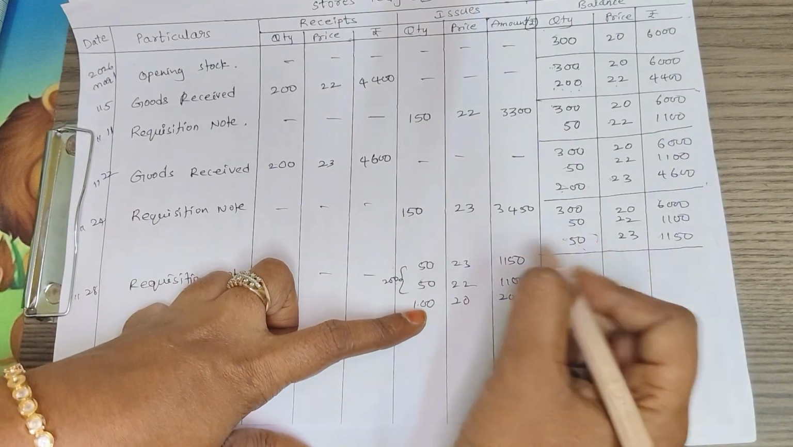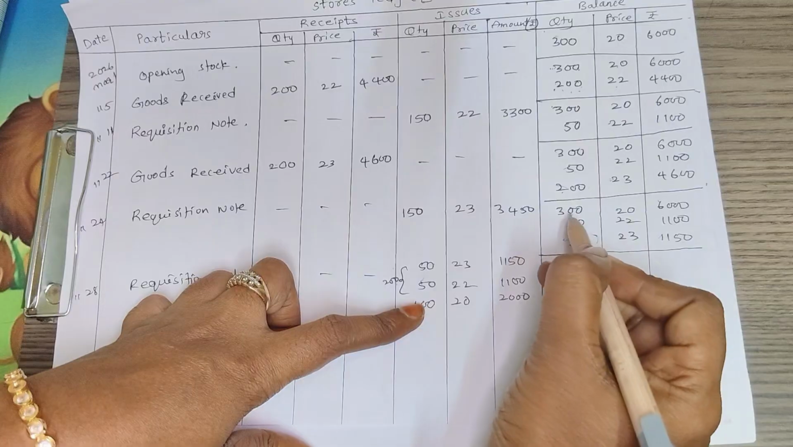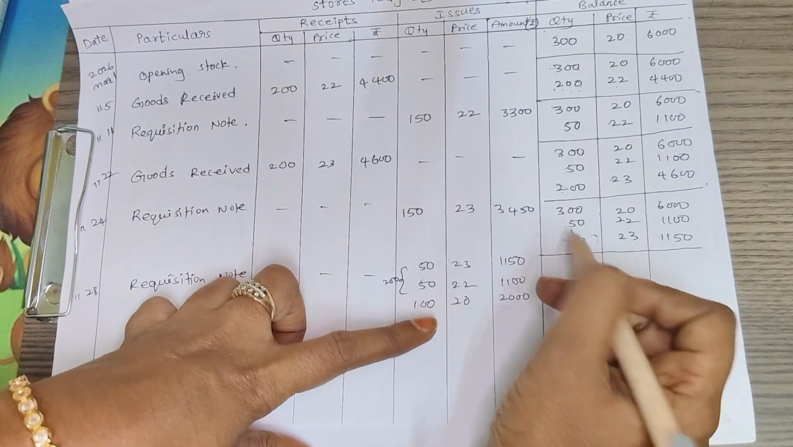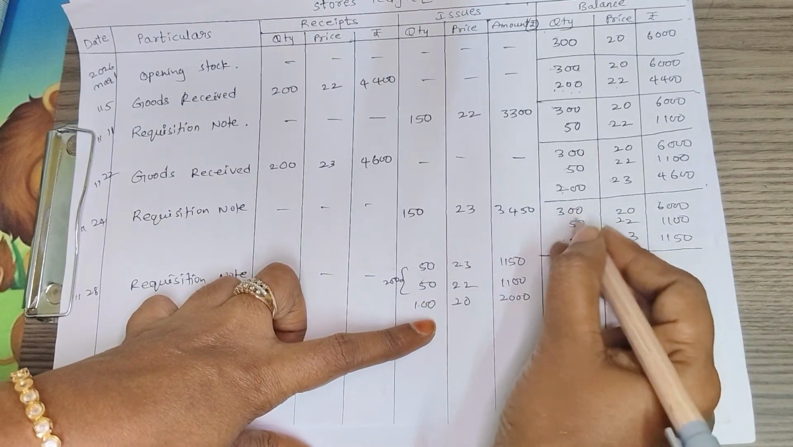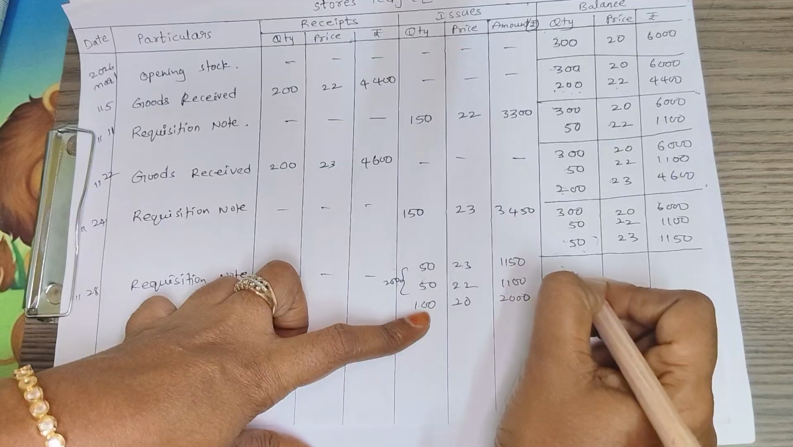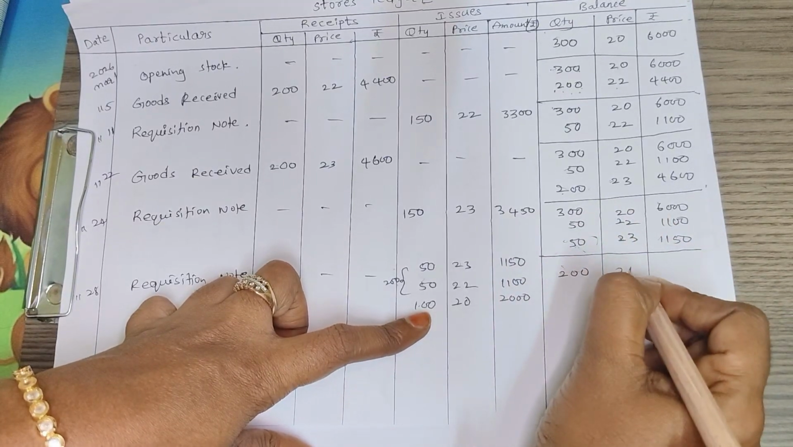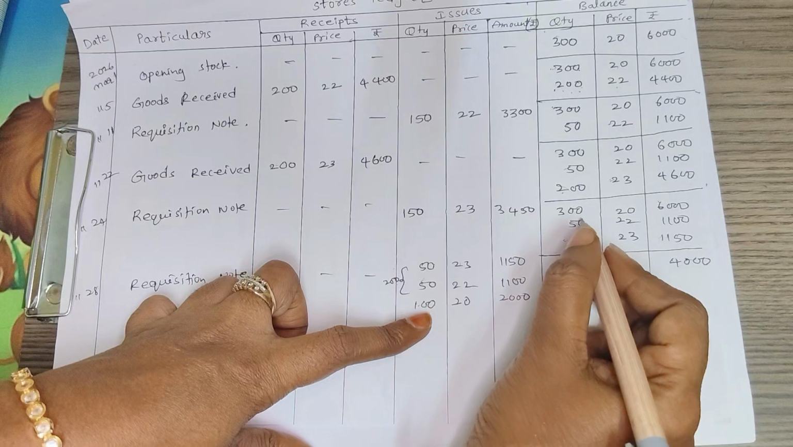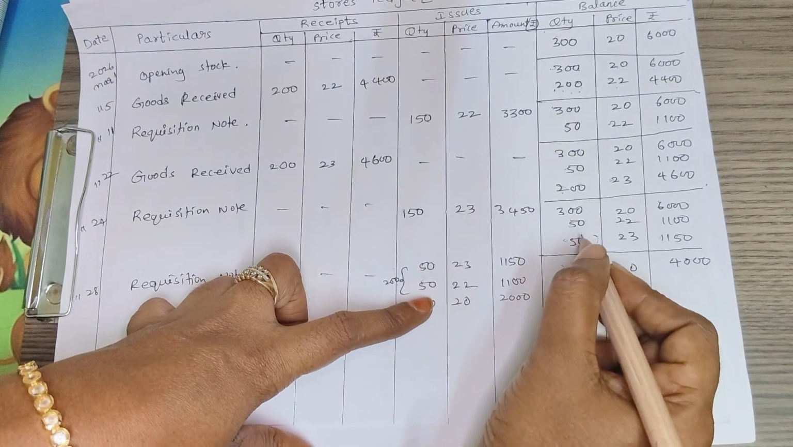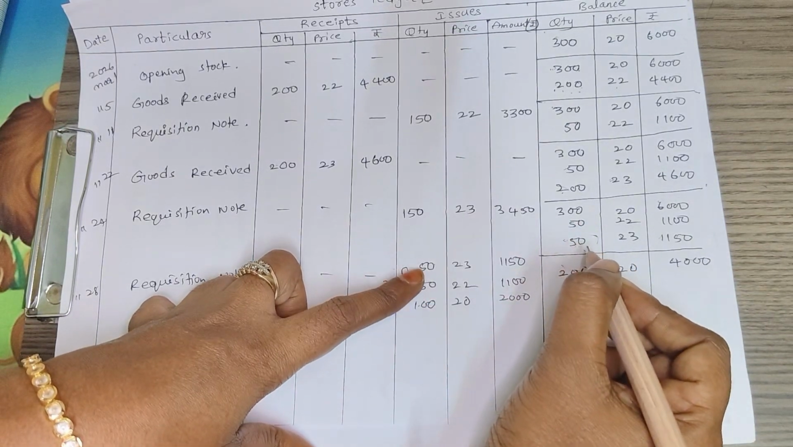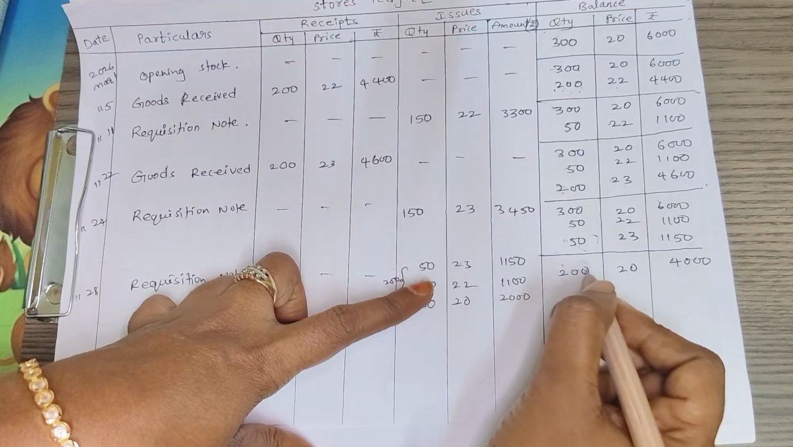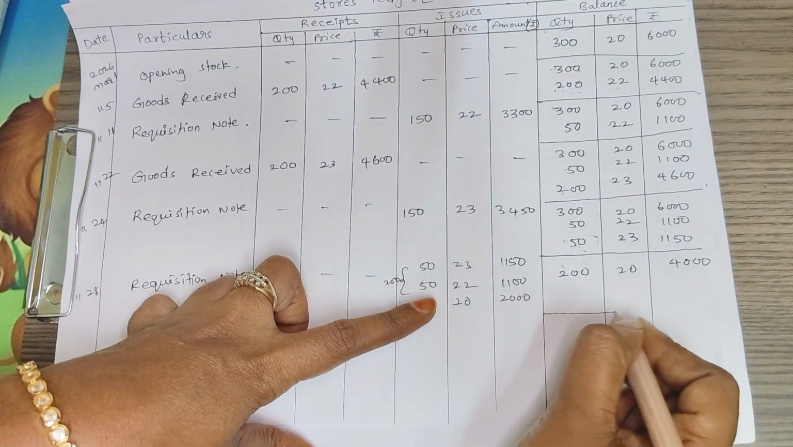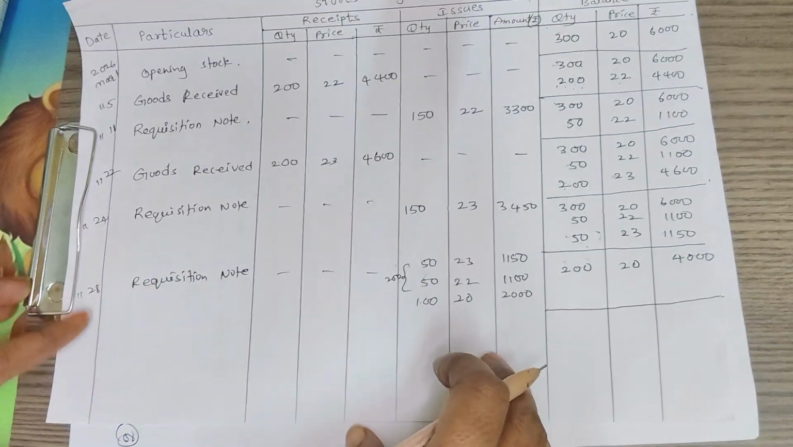Okay, so how to show balance now? See, from the first purchase, how much leftover stock is there? Out of 300, 100 issued. Remaining 200 at the rate of 20. So 4,000. Okay, and this 50 issued from the store, and this 50 also issued from the store. So only we have 200 is left. That is the closing stock on 31st March.